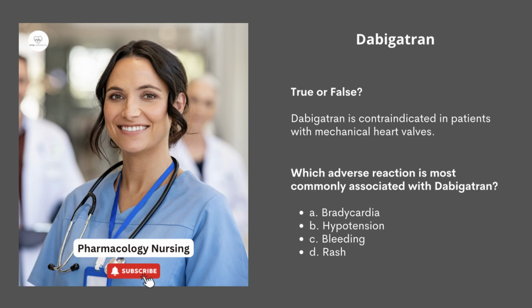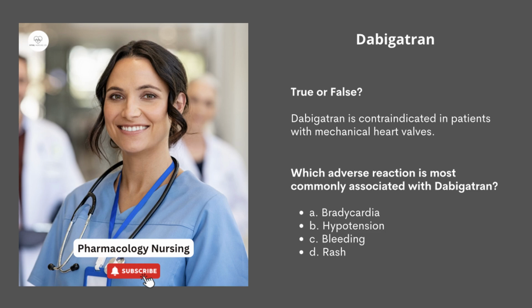Why? Because Dabigatran is a direct oral anticoagulant that inhibits thrombin. It is contraindicated in patients with mechanical heart valves because clinical trials, such as the REALIGN trial, have shown that it increases the risk of thromboembolic events, for example strokes, and bleeding complications in these patients compared to traditional anticoagulation with warfarin. Keep in mind that mechanical valves create high shear forces, which may lead to platelet activation and clot formation. Dabigatran does not provide sufficient anticoagulation in this setting.